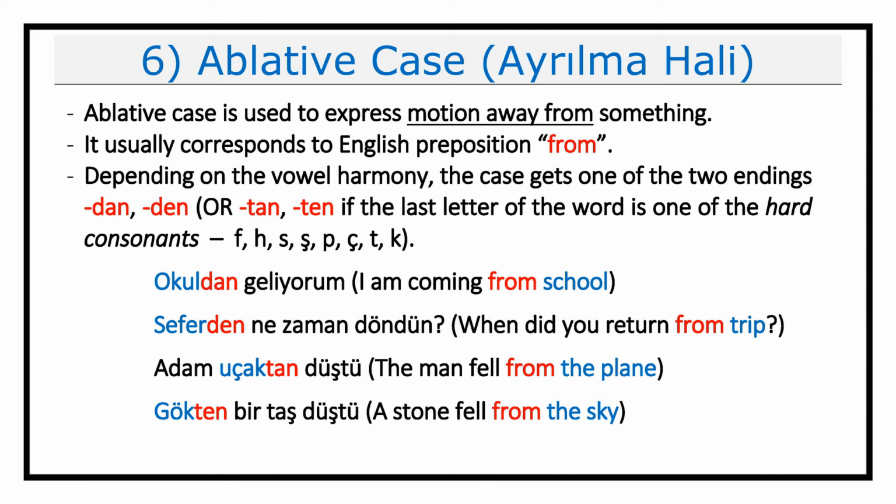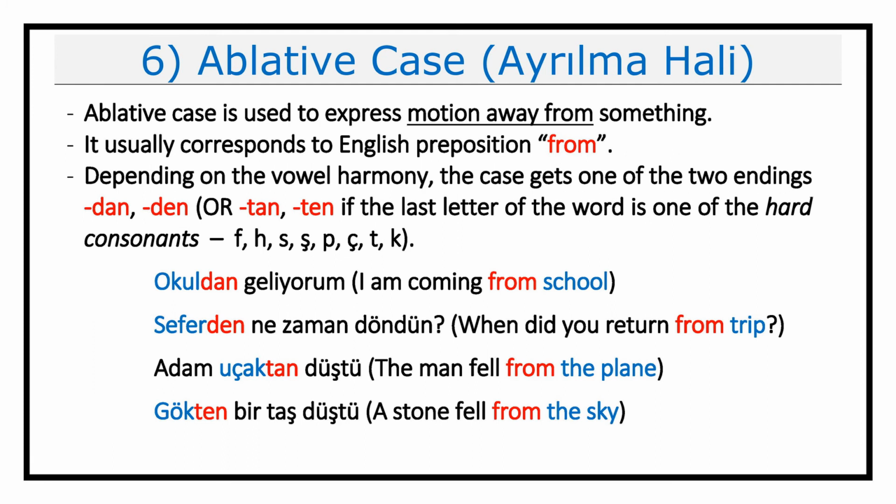And depending on the vowel harmony, the case gets one of the two endings, dan or den. Or, if the last letter of the word is one of the hard consonants, then the ending will be tan or ten. Look at the examples below. Okuldan geliyorum. Seferden ne zaman döndün? Adam uçaktan düştü. Gökten bir taş düştü. So all is clear?